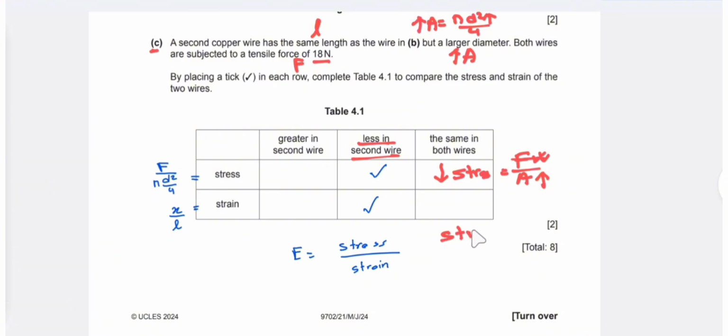That is, for the second wire, the stress is less. And for the second wire, what would be the strain? We know that strain is equal to extension divided by original length. Since the original length is the same, what would be the extension? Here it is not given any value of extension, but we know that Young modulus is equal to stress by strain, where stress is force per unit area and strain is extension divided by original length.